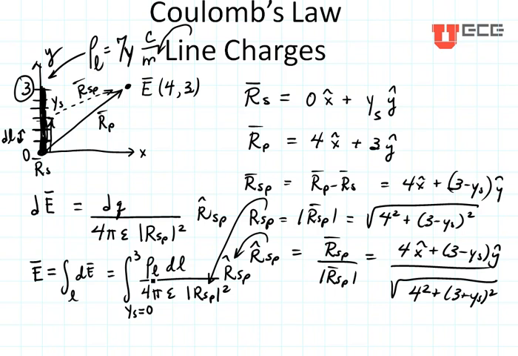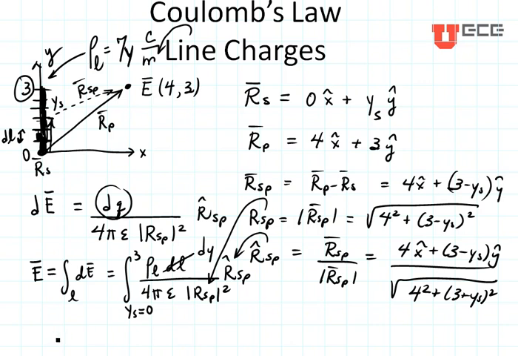Our little unit dq was this little piece of charge, which is rho L times dl. In this case, we can just observe that dl is dy. The other way that we could do it is we could look to see what doesn't change. dx doesn't change, dy changes, and dz does not change.